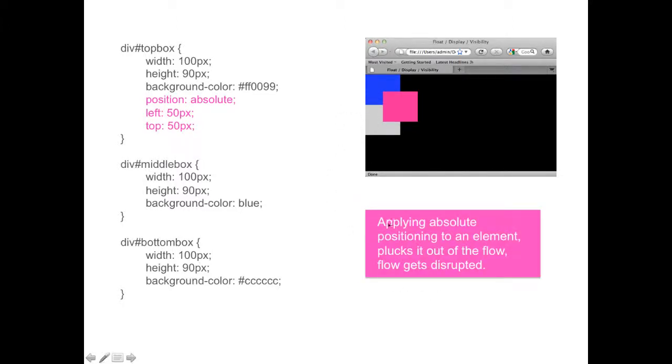The rule says applying absolute positioning to an element plucks it out of the flow and the flow gets disrupted. Applying position relative to an element moves the element relatively to where it was and won't break the flow.